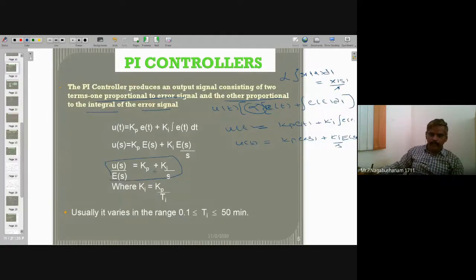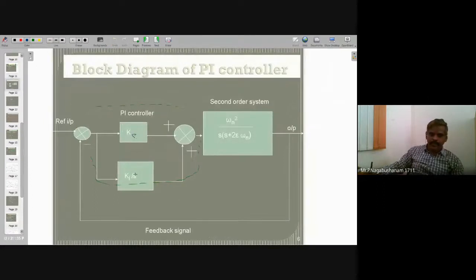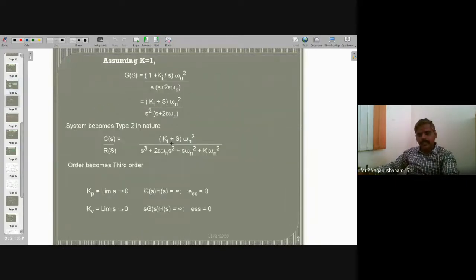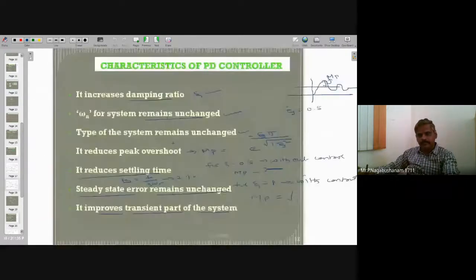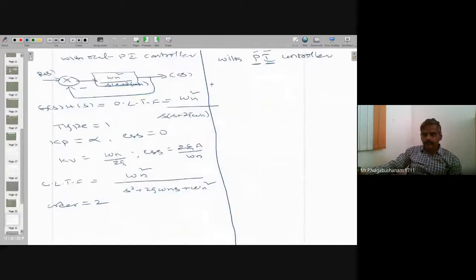We'll put it within a block, Kp plus Ki by s. Check it out, Kp plus Ki by s. Both are adding in the forward path, forward direction. So same thing, I'm going to use it here. Use a different color. Yes, this is the summing point. It is the PI controller transfer function, Kp plus Ki divided by s.